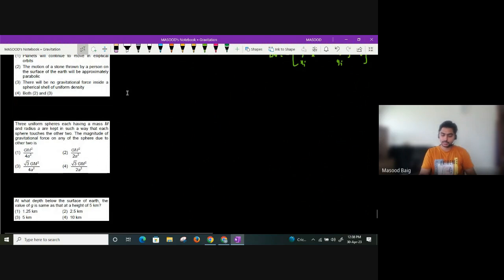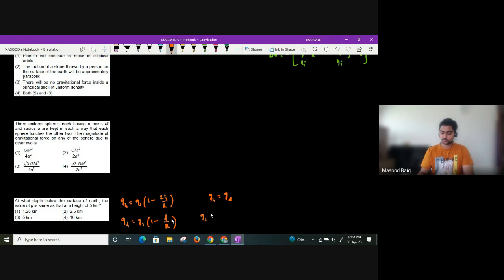They are saying at what depth below the surface of the Earth, the value of g is same as that at a height h. 5 kilometers is given. Is it very small height or not, guys? So then I can apply g at a certain height will be g at surface into 1 minus 2h by r. And I can write g at a certain depth as g at surface into 1 minus d by r. So they are saying g at a certain height 5 kilometers is same as g at certain depth. So g at surface into 1 minus 2h by r will be equal to g at surface into 1 minus d by r. So what we can cancel out? Gs and Gs can be cancelled out.